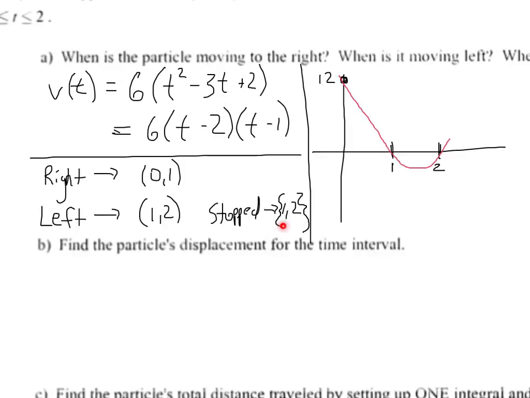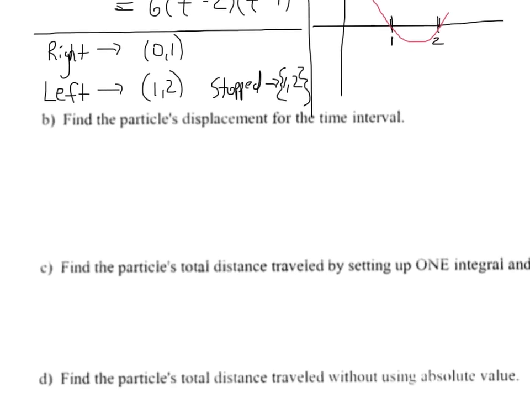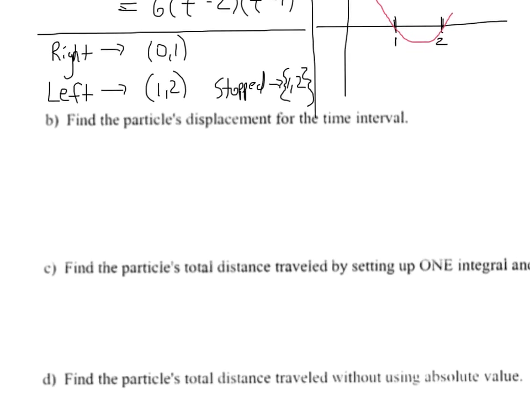Okay, part B, for finding the displacement. Now I'm just looking at the overall. I want to know the change that has occurred from when I started to when I ended. And that's just going to be a normal integral. So again, I'm just going to shift things around here. As far as the notation, I'm going to be looking at the time from 0 to 2, and I'm just going to take whatever my velocity function was and integrate.